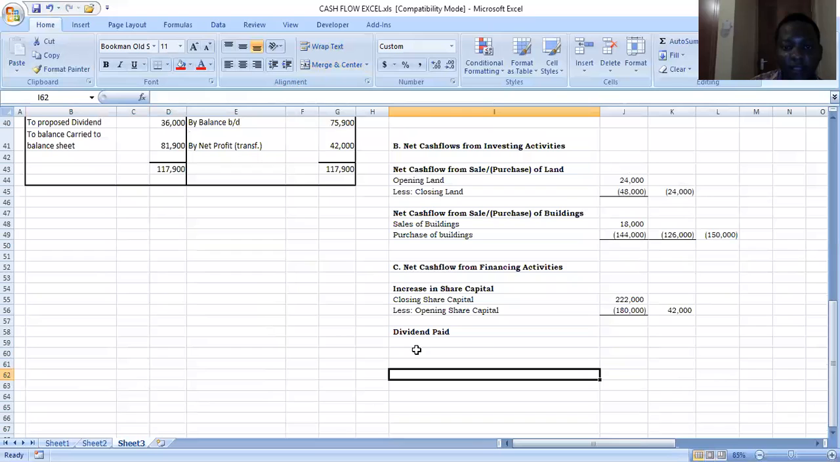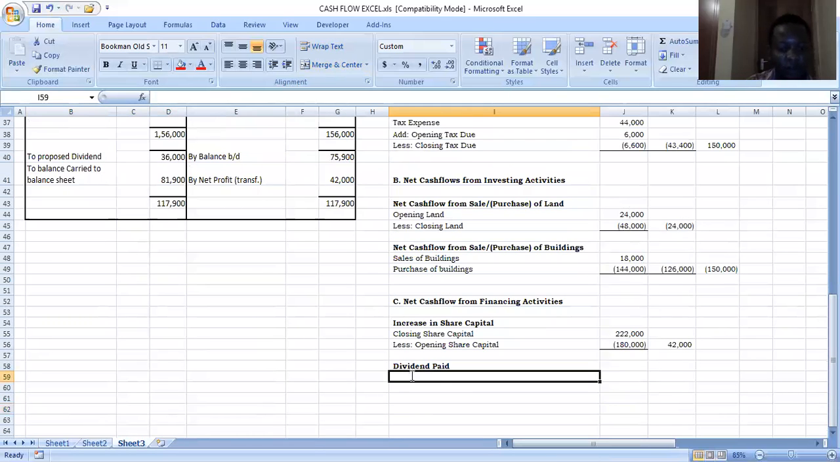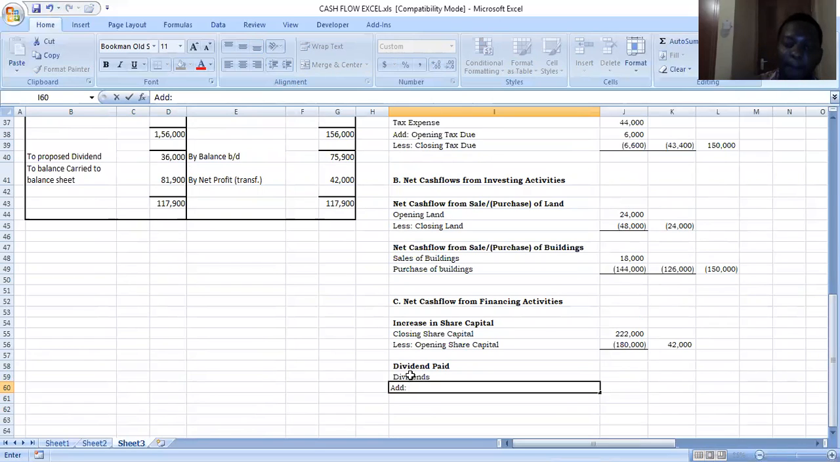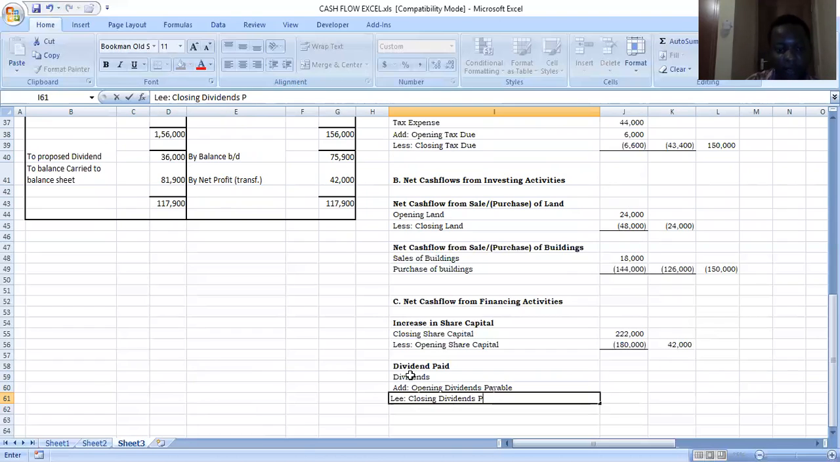So refer to the notes that I've sent. So to get the dividends paid, we have the dividends, add opening dividends payable or accrued minus the closing dividends accrued. So you can refer to the notes: opening dividends payable and less closing dividend payable.